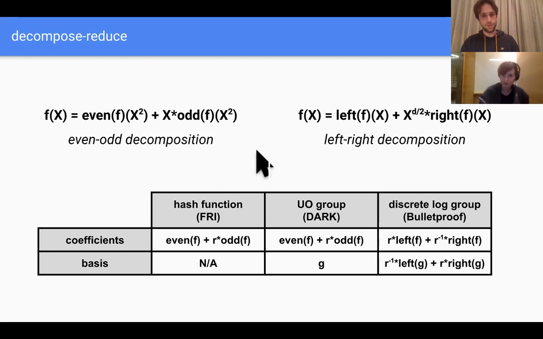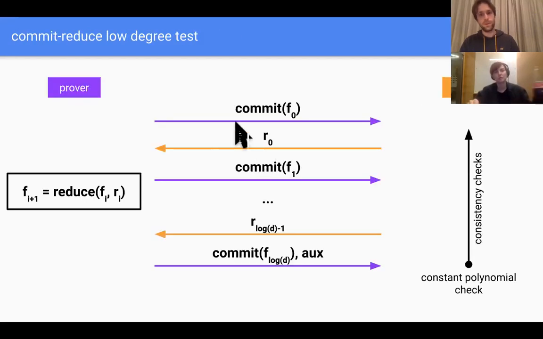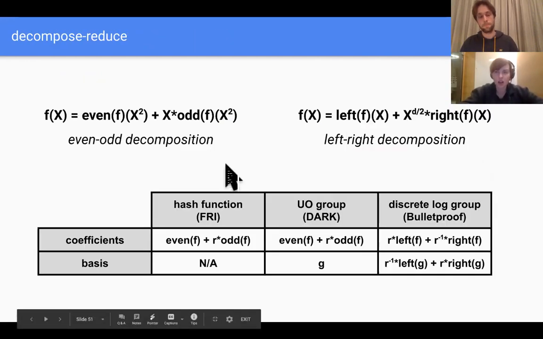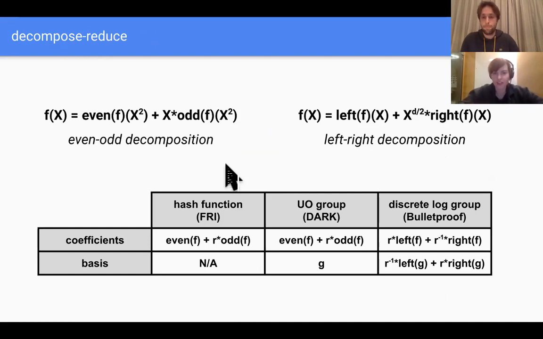Any questions so far? So we have this framework where we have commit, reduce. Every time the commitment is of a function that reduces in size exponentially, you have a log number of rounds, and then you have these consistency checks, which I haven't gone into yet. I have a question about the coefficients and basis. Can you maybe explain a little bit more what those two things are? Because I think you just sort of threw them in, but I'm not familiar with that. Yes.